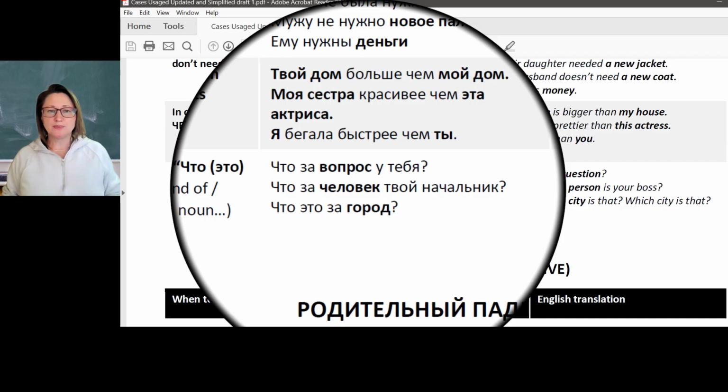So какой у тебя вопрос is the same as что за вопрос у тебя. Какой человек твой начальник? Что за человек твой начальник? Какой это город? Что это за город? So as you can see, if we have more context, you don't need это. Что за вопрос у тебя? Что за человек твой начальник? But if we're just saying, which one is that? We need to add это. Что это за город? Что это за вопрос? What kind of a question is that?